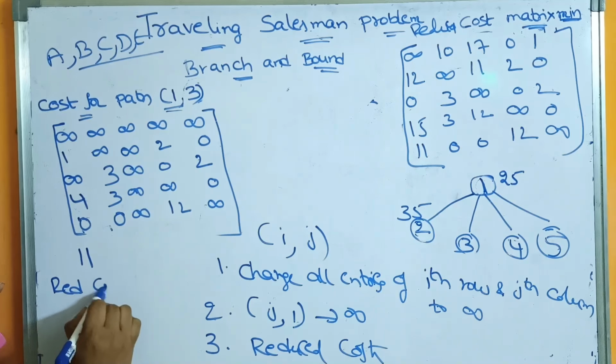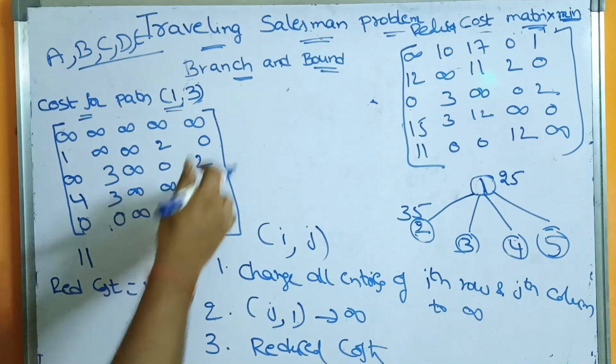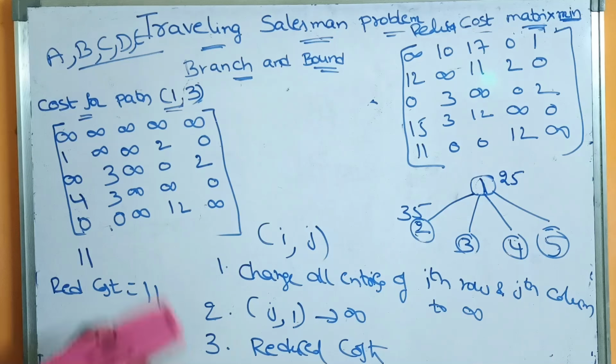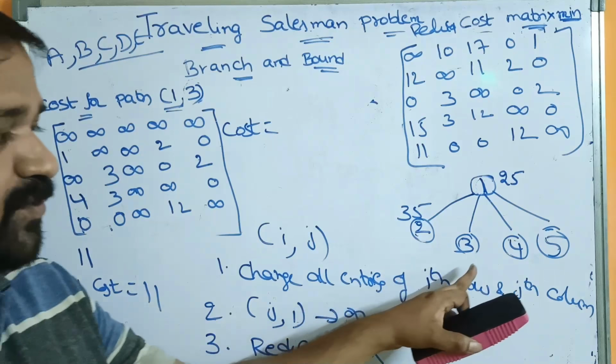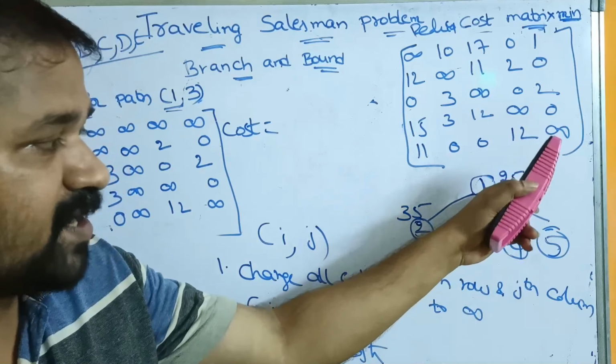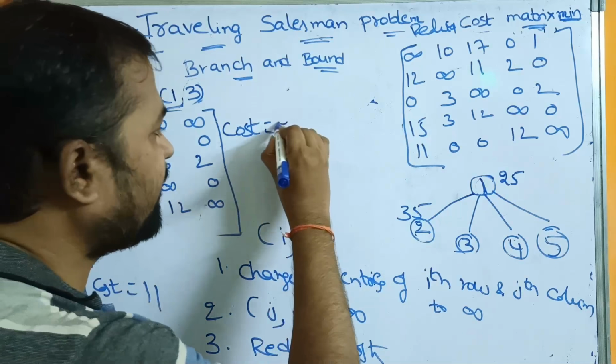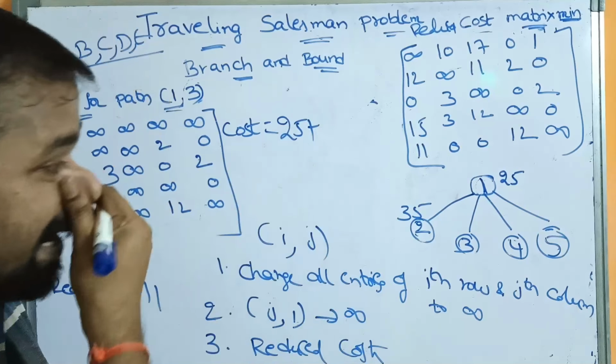Reduced cost is equal to 11. Why? Because row reduction is 0, column reduction is 11. Now we have to find out the cost. So how to find out the cost of any node? We have to take the parent node cost. The parent node cost is 25 plus edge cost from 1 to 3.